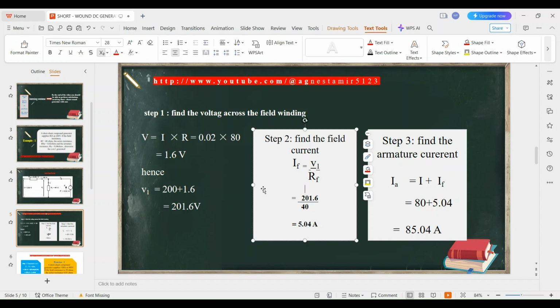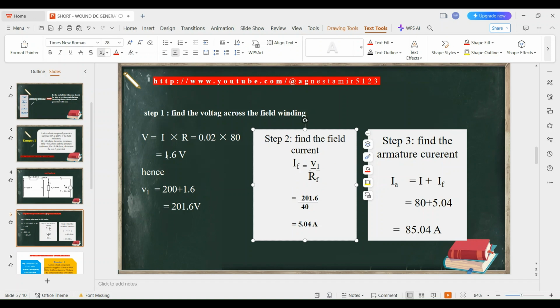Step 2. In step 2, we shall be looking at the field current. Just to be clear, there's no way that you can go directly to look for the EMF without these steps. Remember that EMF E is given by V1 plus the voltage across the armature, that is, the terminal voltage plus the voltage across the armature. We need these values to be able to look for the armature voltage. Now, let's look at the field current.